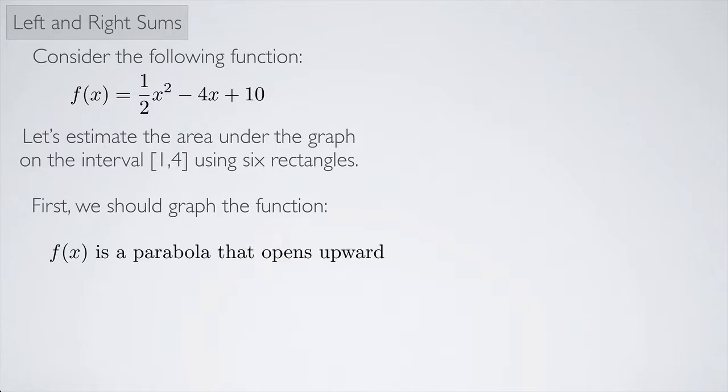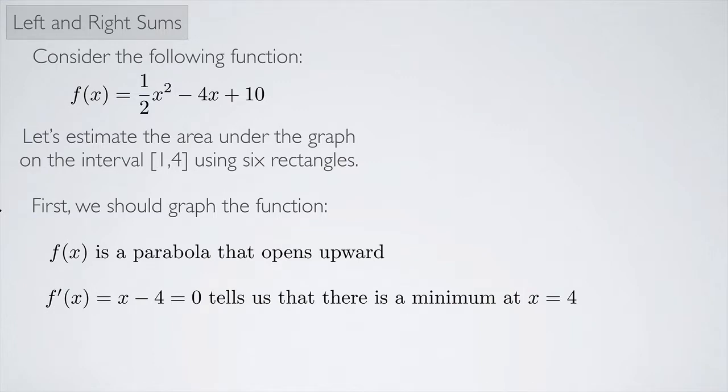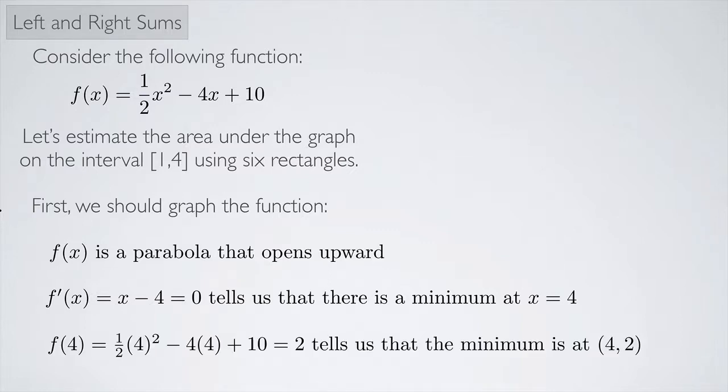What do we know about it? Well, we know that f of x is a parabola that opens upward. We know it's a parabola because we have an x squared term here, and it's opening upward because the coefficient of the x squared term is positive. We have a positive 1/2 here. And the derivative of this is x minus 4, and if we set that equal to 0, that tells us that we have a minimum at x equals 4. We know it's a minimum because the parabola is opening upward. And if we plug 4 into the original function, we get 2, so that tells us that the minimum is at (4, 2).